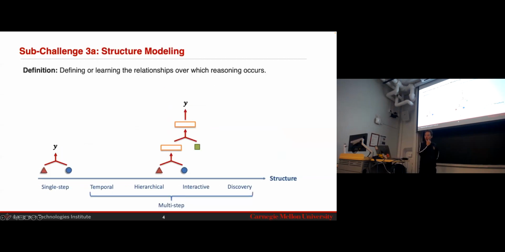So there's four core challenges in reasoning, four sub-challenges. The first one is that of structure modeling, different types of structure, whether it be single step, temporal across time, hierarchical in the case of a tree and a graph. Today, we're primarily going to be talking about interactive structure, where the structure of the problem changes as you take actions, changes as you make predictions. And for some of you who are familiar, that's essentially the reinforcement learning framework. And finally, we're also going to talk a little bit on Thursday about the case where the structure is not clear, where you might have to discover the structure from data and several ways of doing that.